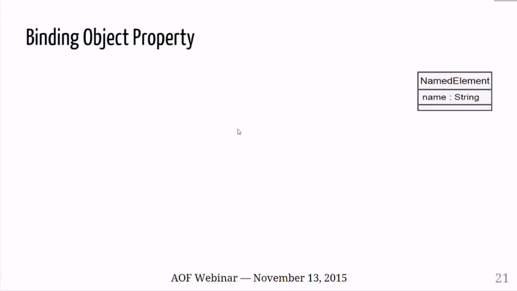So let's have a first look at one of the most trivial things you could do, which is binding object properties. So we are going to consider named elements, which have a name property of type string.